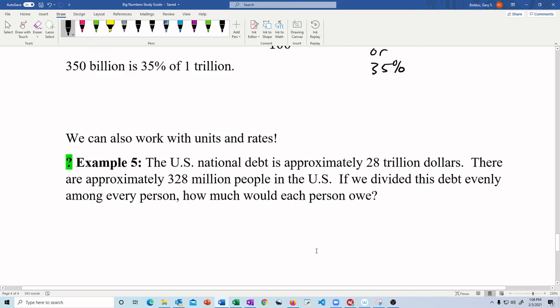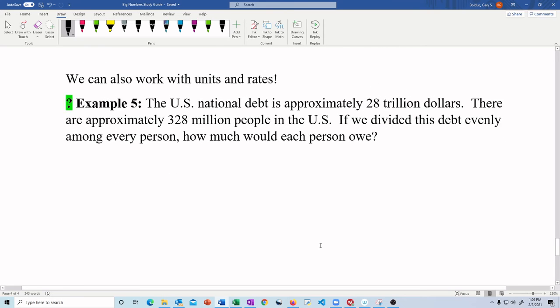We also can deal with units and rates. And so these problems are just like the unit problems that we did in Unit 1. Sorry, I'm saying the word unit a lot. But now we have really big numbers we're dealing with. So here's an example. The U.S. national debt is approximately $28 trillion. There are about 328 million people in the U.S.